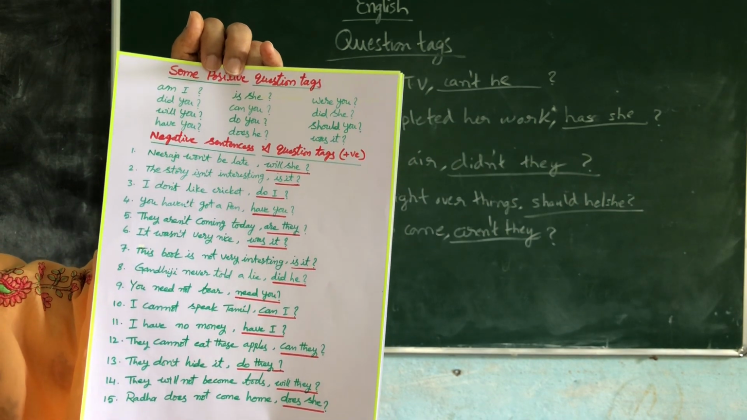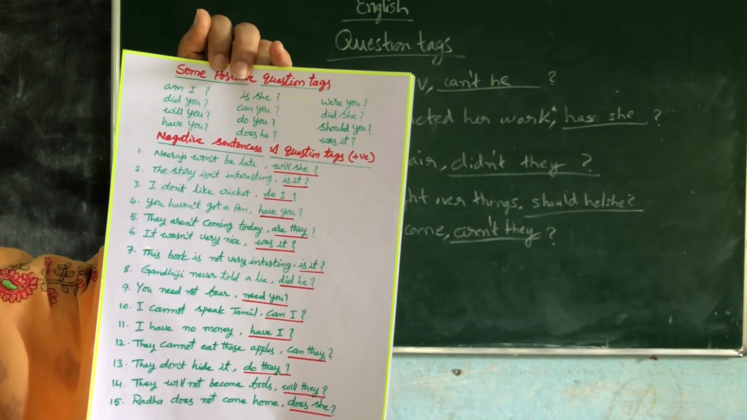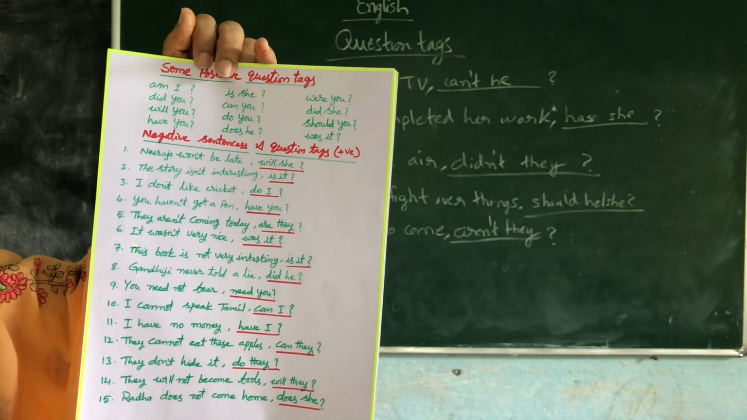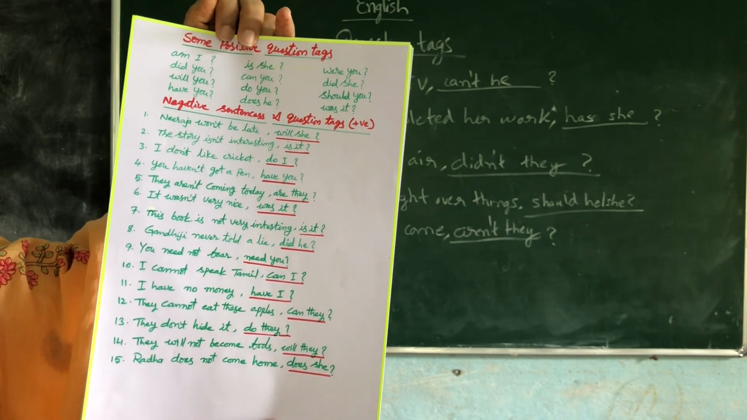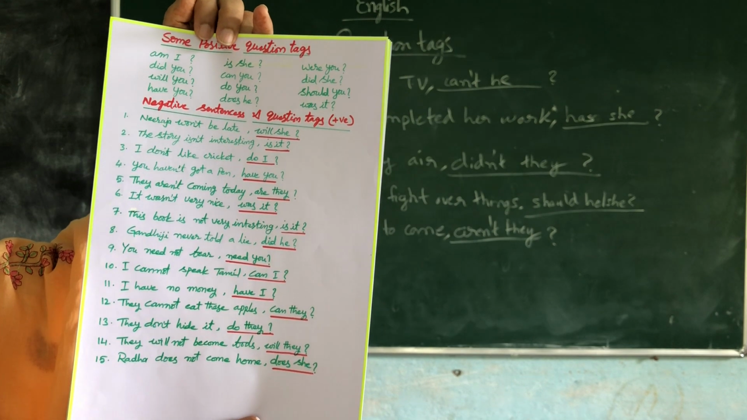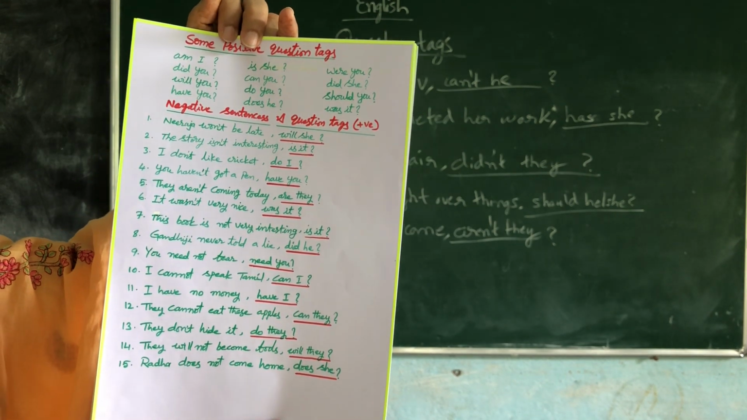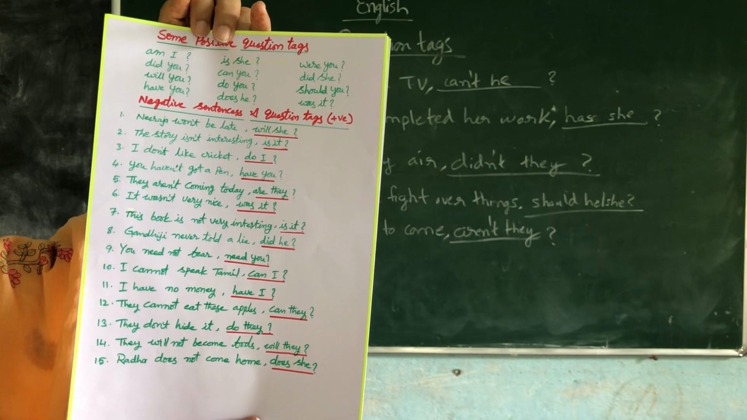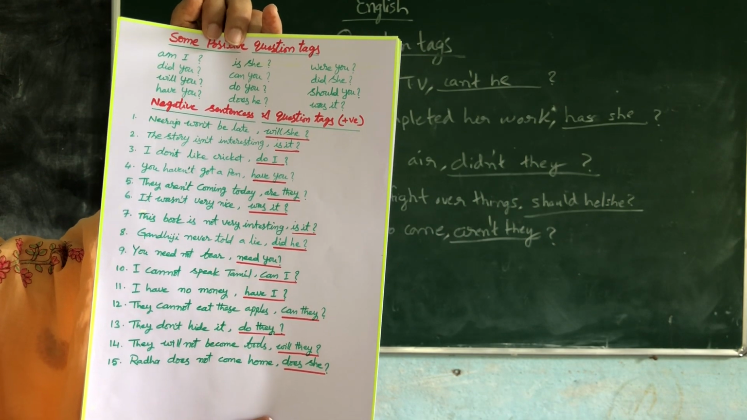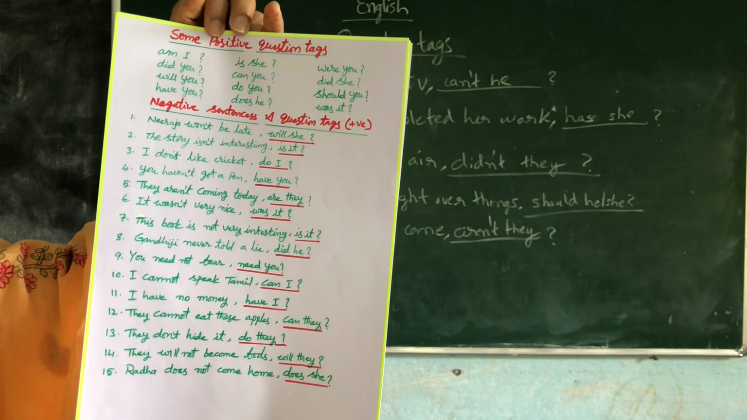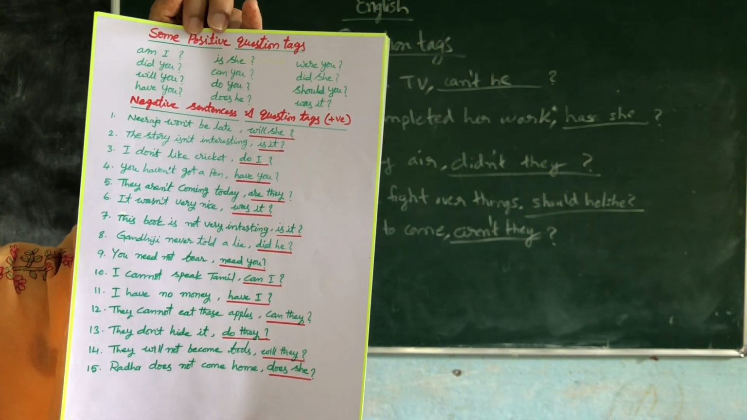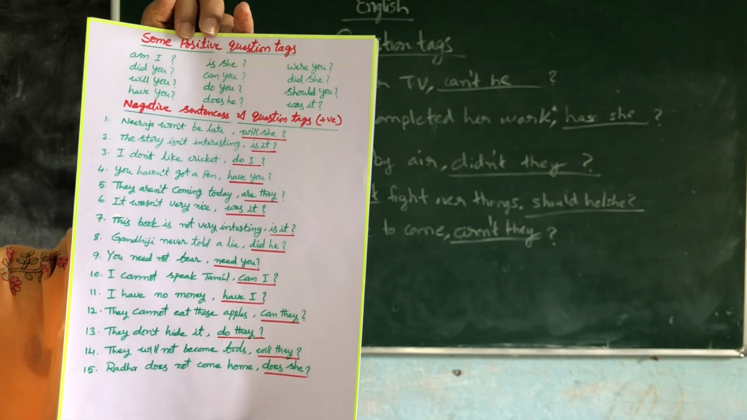Told is a past tense, ma'am. Okay, did he? You need not fear, need you? I cannot speak Tamil, can I? I have no money, have I? They cannot eat these apples, can they? They don't hide it, do they? They will not become fools, will they? Radha does not come home, does she? Hope it is clear, ma'am. These are negative sentences with positive question tags. Now we will see the next set.